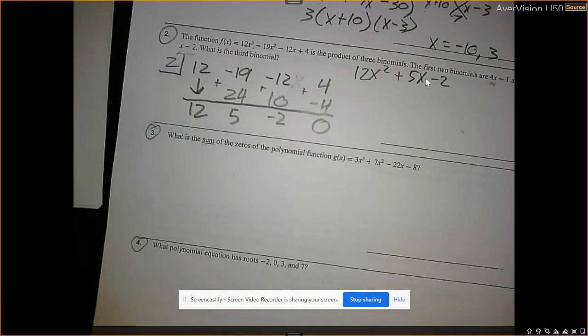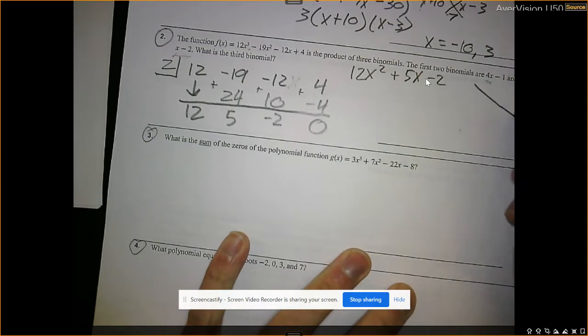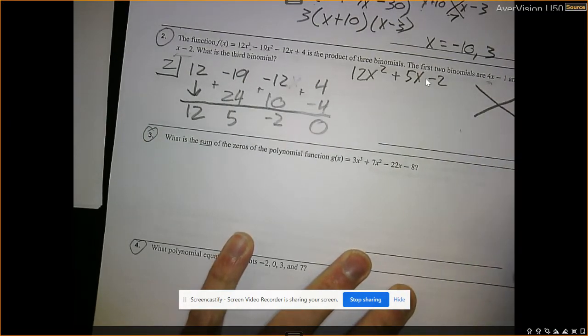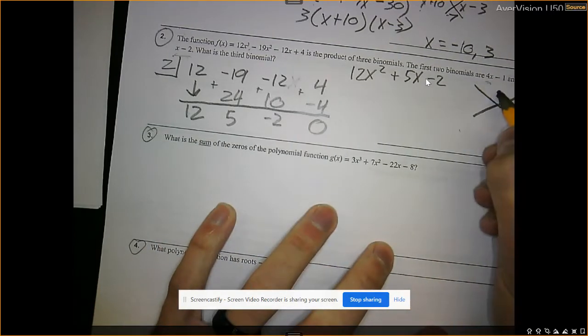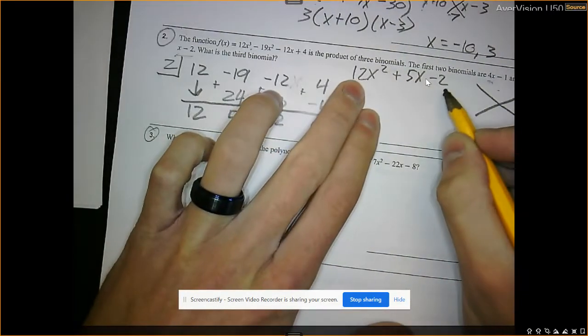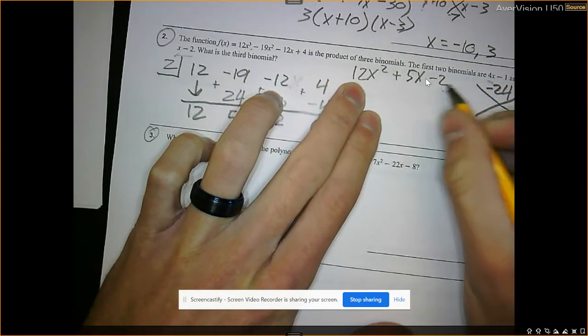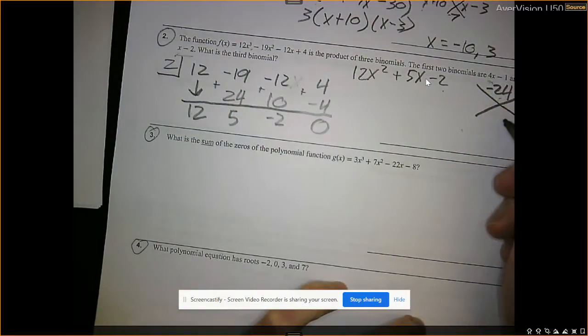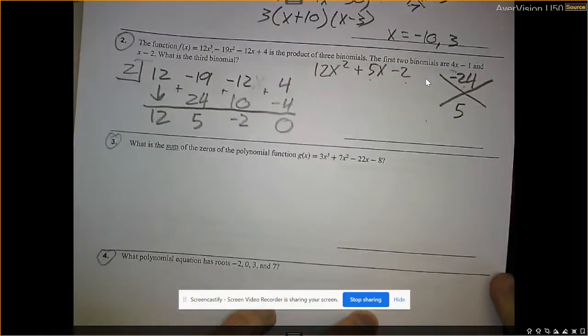Okay, and then I need to factor this. In order to factor this one, I really do need to use my X model or diamond model, I've heard it called. It's got to multiply to a times c. Well, my a is 12, my c is negative 2. So it's got to multiply to negative 24. 12 times negative 2, that's the negative 24. And it's got to add to our b, which is 5.